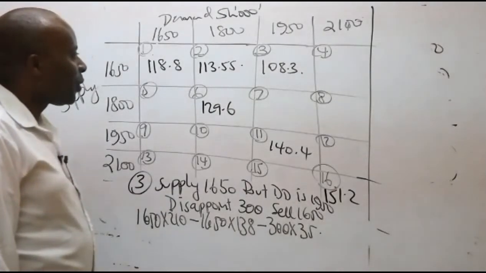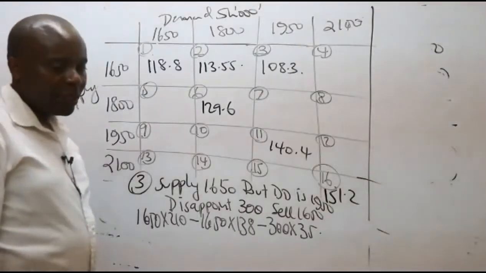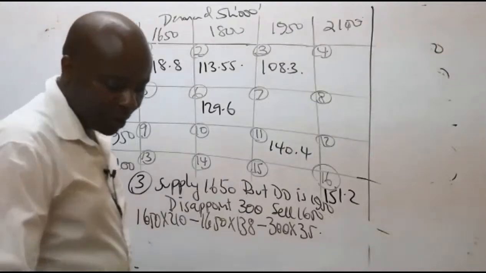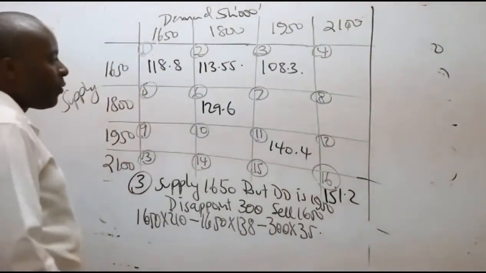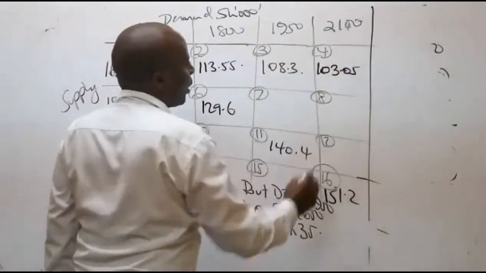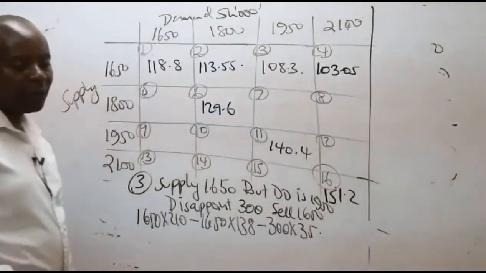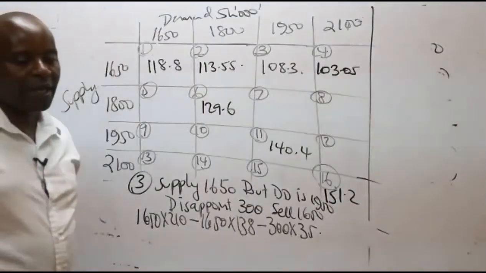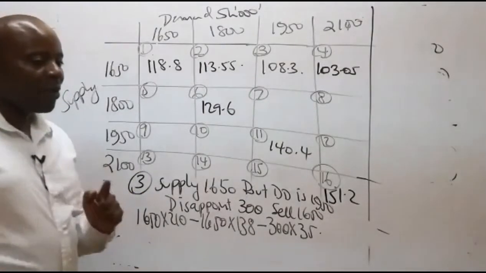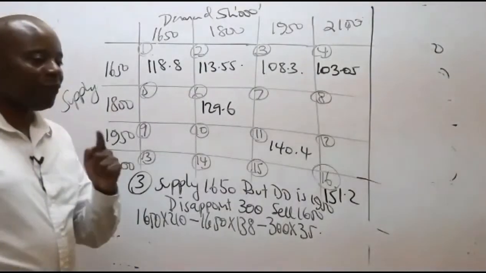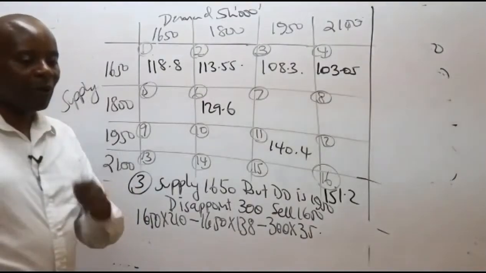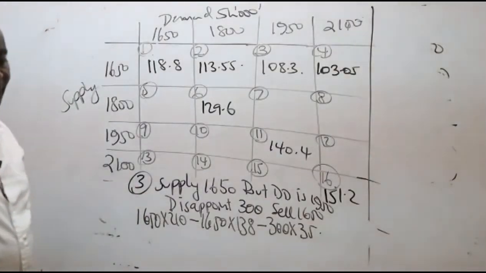No, it should be reducing really. Just try again. Kigunda tells me 103.05. Just try again, Dennis. Thank you very much for giving me the first answer. Try again. If you are unable to get it, I'll show you how to get it. Because there we are going to sell just 1650, but we shall disappoint quite a number of customers there.